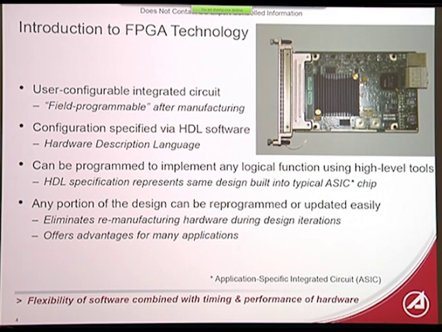I'm not going to talk about what FPGAs are because I'm sure you know what they are. This chart was easier to clear that way. It was for a different audience. But I'm sure you know what FPGAs are.